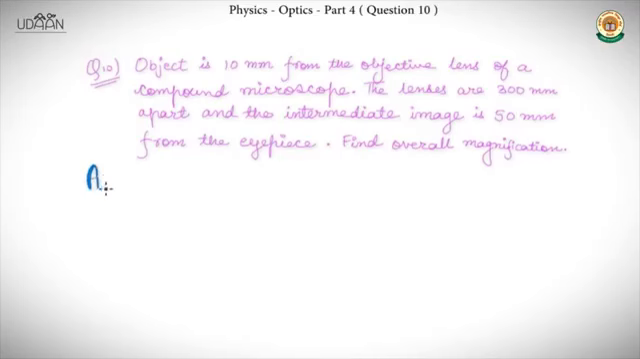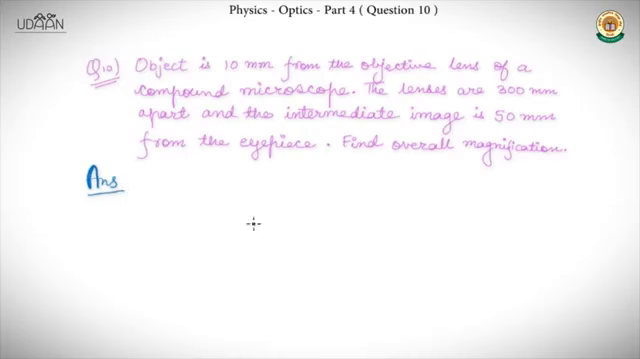So this question involves some formula from the compound microscope and some basic idea of how the object is placed in a compound microscope. From the question, we could directly figure out the focal length of the objective lens and the focal length of the eyepiece.